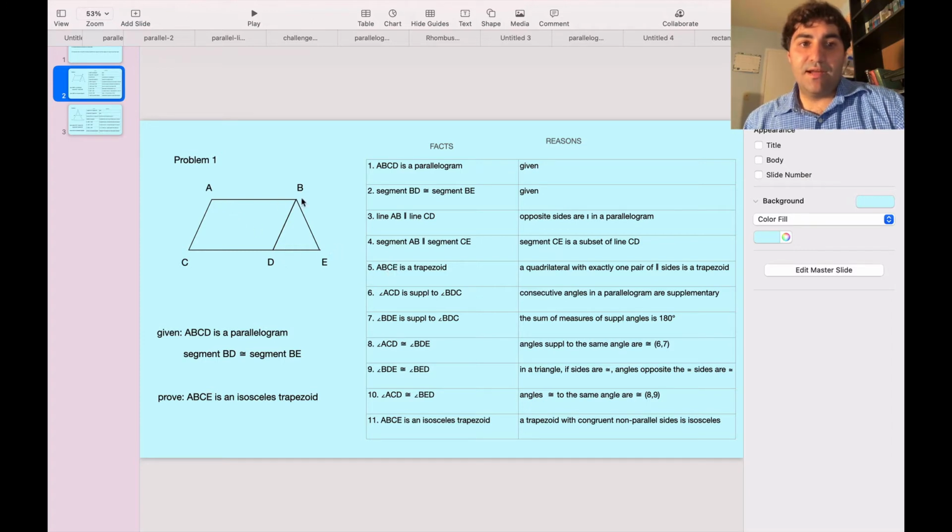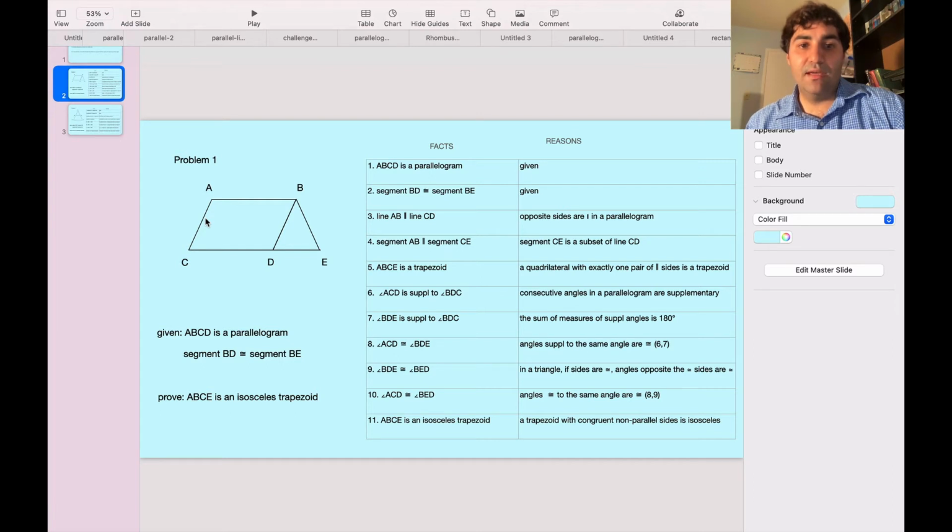I'll say that the lines are parallel because I want to extend side CD. Segment CE is going to be a subset of the line CD, not the segment, but the line. Either way, segment CE is parallel to segment AB, because the fact that it's being extended is not going to matter for the relationship between these two sides. They're going to stay parallel. So we know that ABCE is a trapezoid, because a quadrilateral with exactly one pair of parallel sides is a trapezoid. In this case, side AB and side CE are the parallel sides, and side AC and side BE are not parallel.